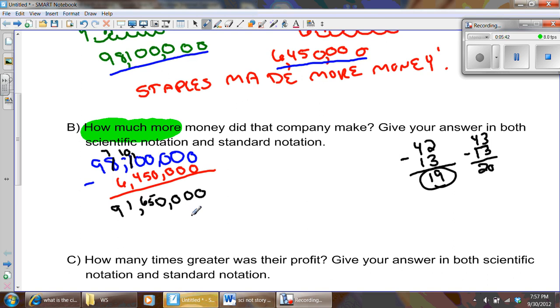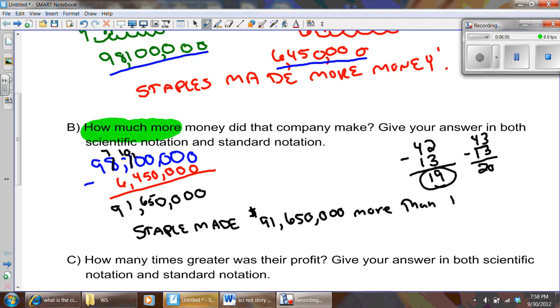I believe that's right. So look, Staples made $91,650,000 more than Dunder Mifflin. More than, and I'm just going to put Dunder Mifflin, DM.